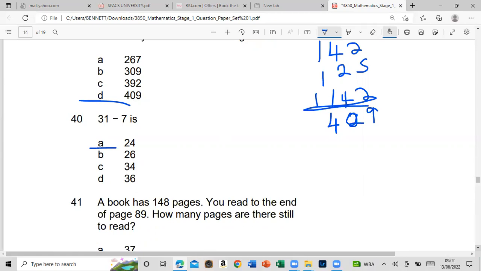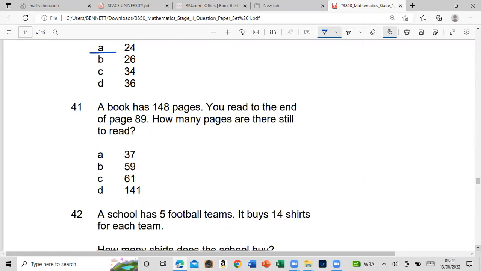A book has 148 pages. You read to the end of page 89. How many pages are still to read? So it has 148 pages. You read up to 89. How many pages are left? 59. 59. Everyone agree? Guys, you don't agree? I agree.